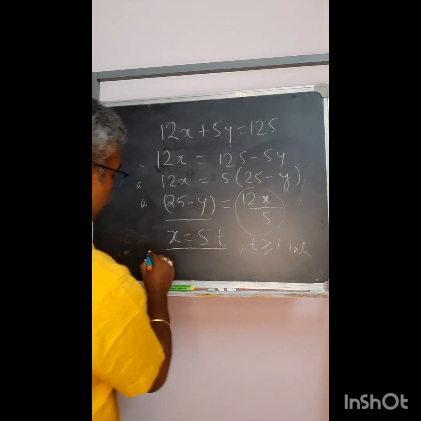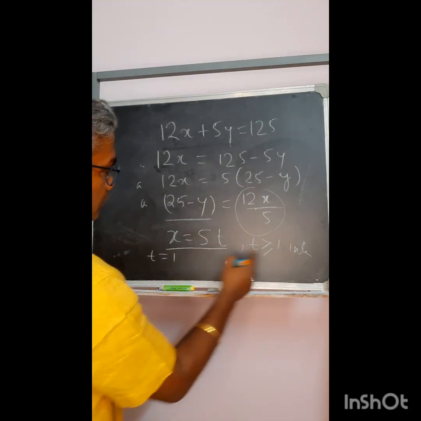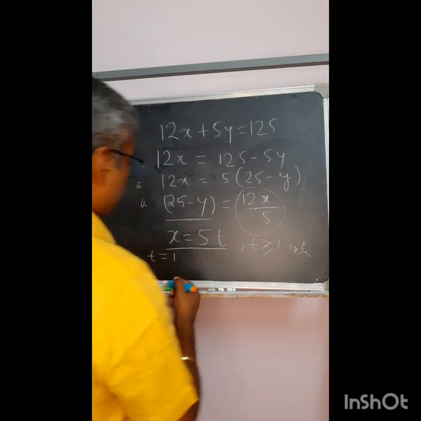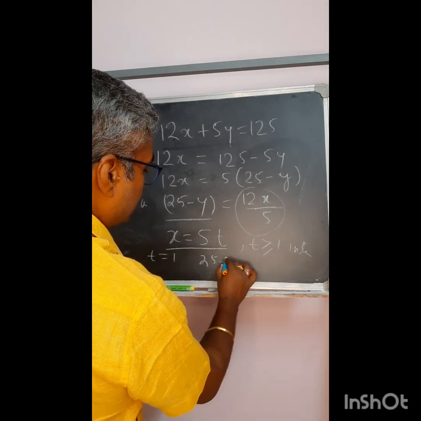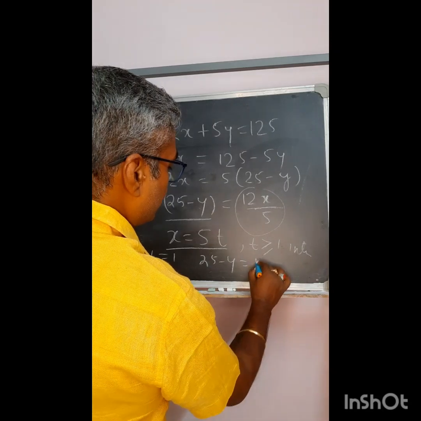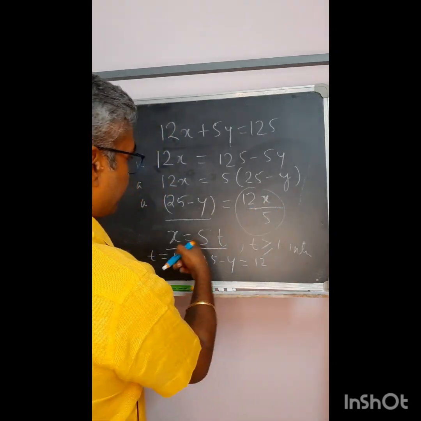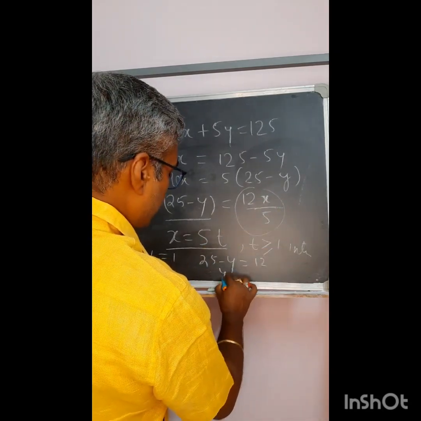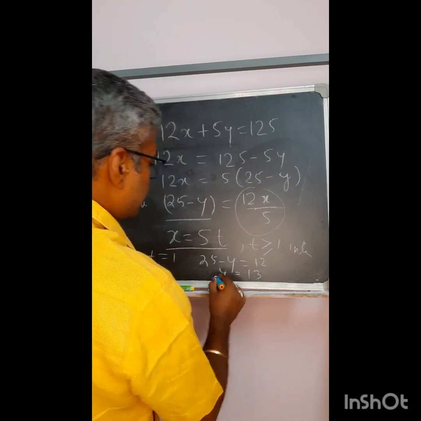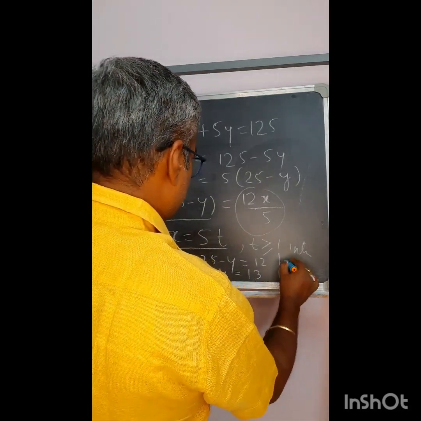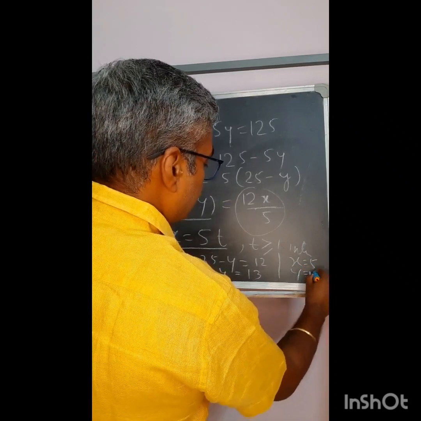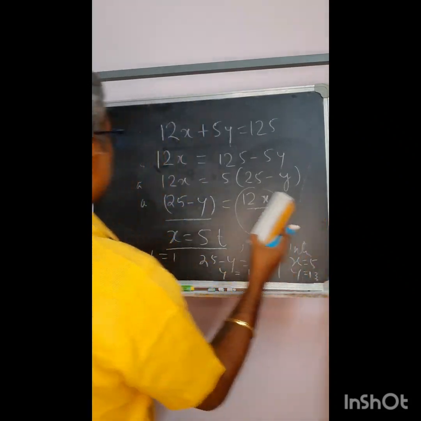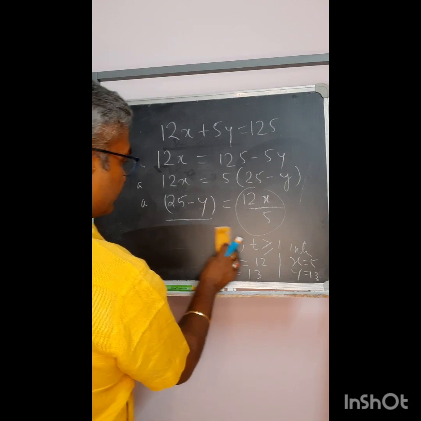Now, from this, if I put the value t equal to 1, the lowest value, then the y value becomes 12 into 5, that is 60, and y equals 13. So, this could be one set of solution where x is equal to 5 and y is equal to 13. Let us see for any other values.